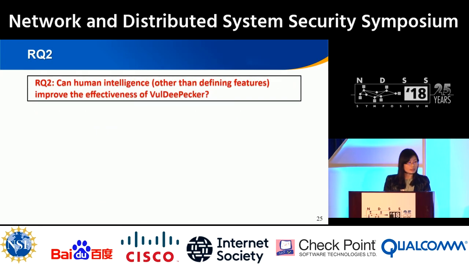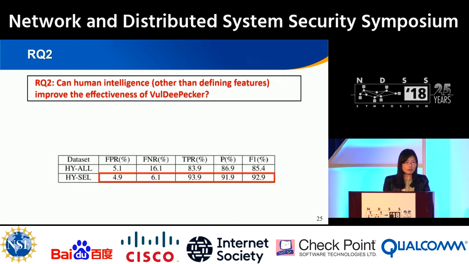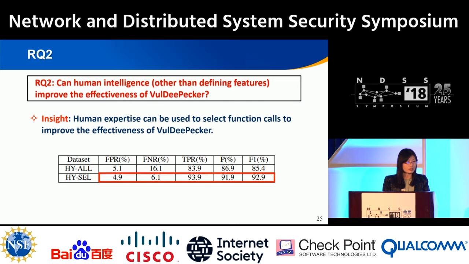The second research question is, can human intelligence, other than defining features, improve the effectiveness of VulDeePecker? From this table, we can see that the neural networks trained from the HYSEL outperform the neural networks trained from HYALL in terms of all 5 metrics. The insight is that human experts can be used to select function calls to improve the effectiveness of VulDeePecker.